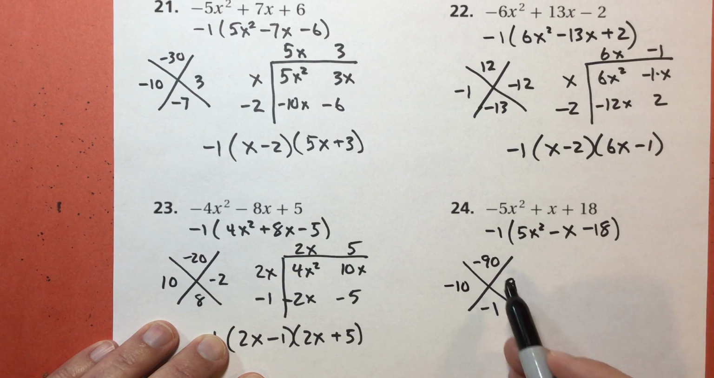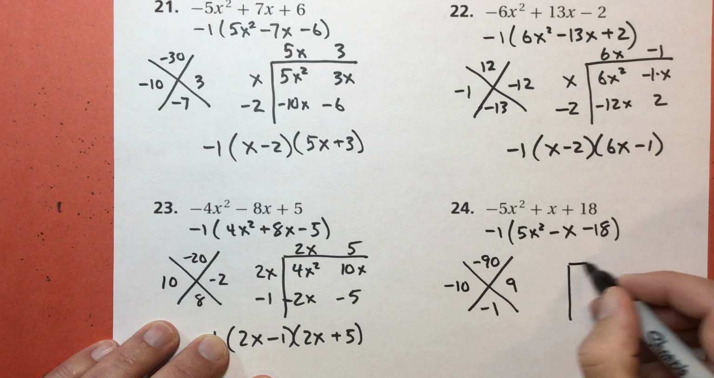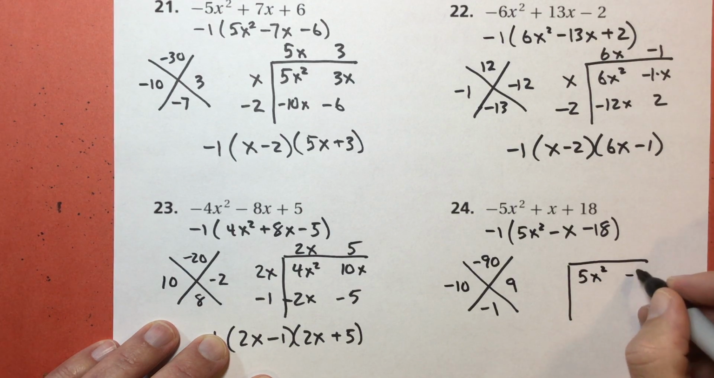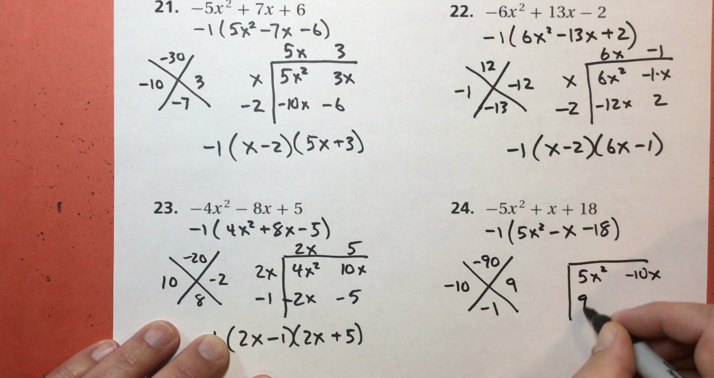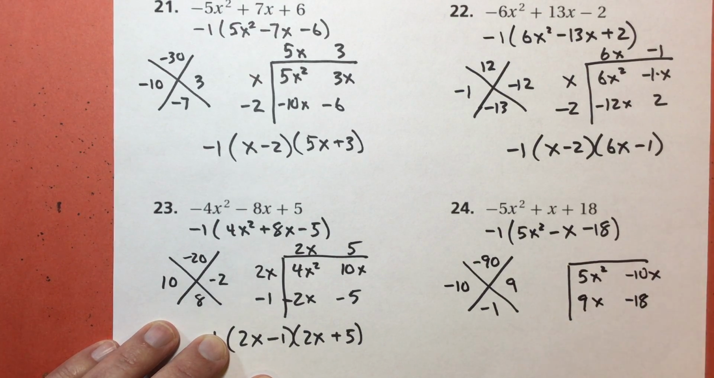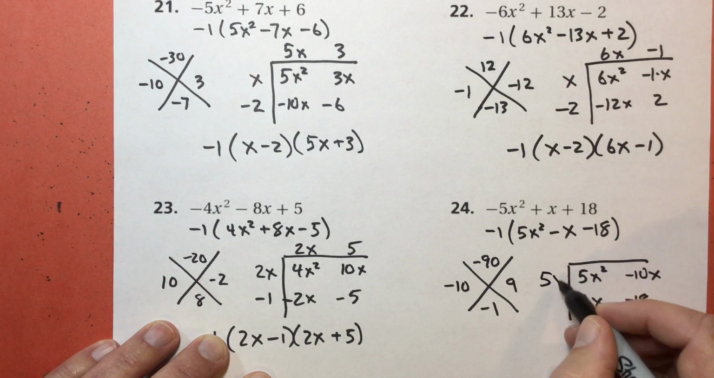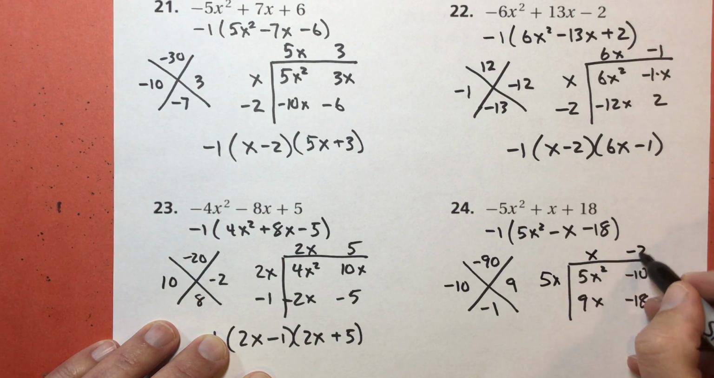Negative 10 times positive 9 equals negative 90. Negative 10 plus positive 9 equals negative 1. So my 5x squared goes here. Negative 10x, 9x, negative 18. My common factor across the first row is going to be 5x. That leaves the other x and the negative 2.